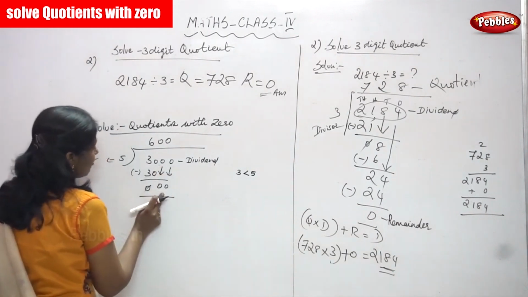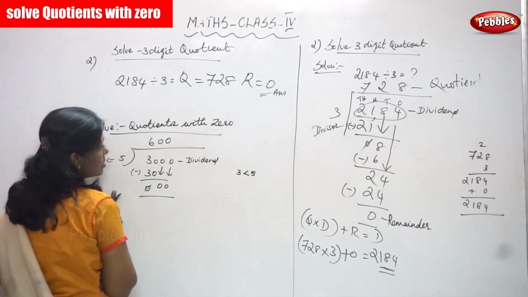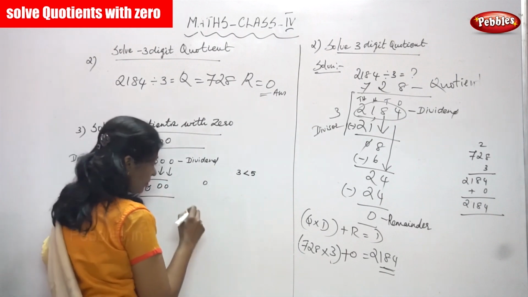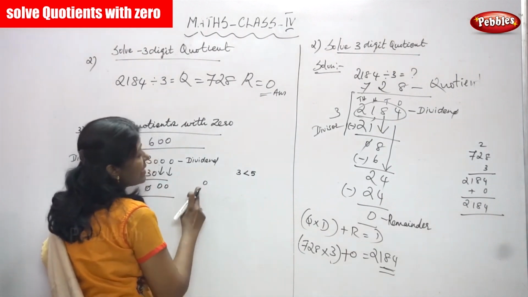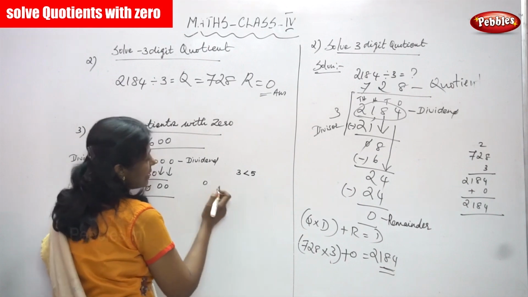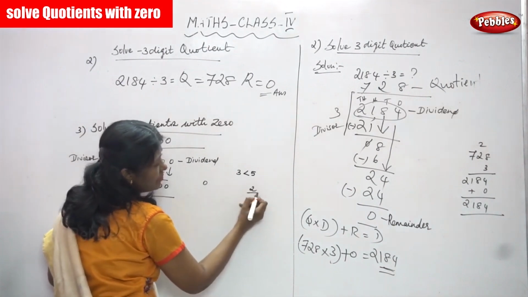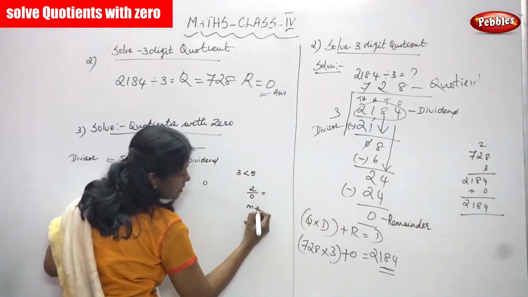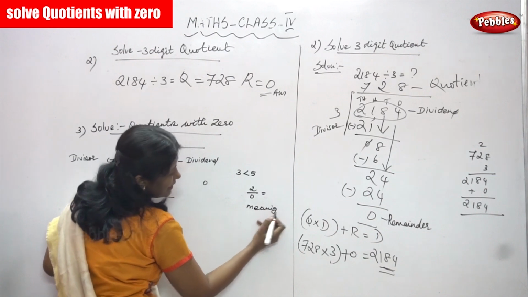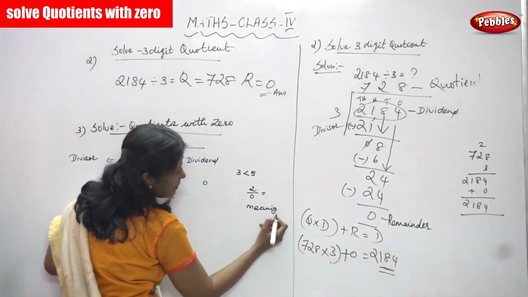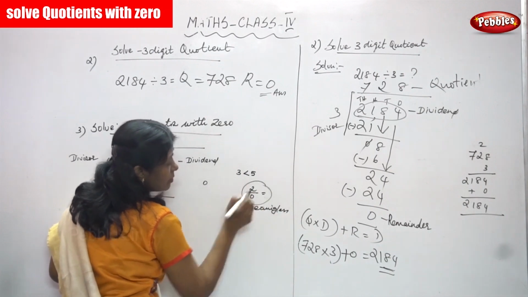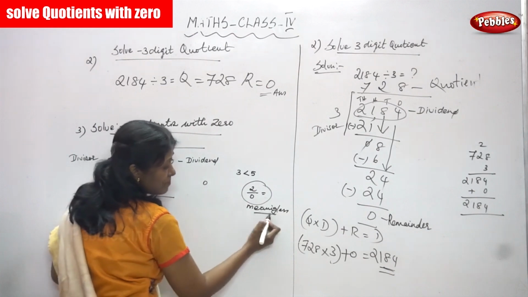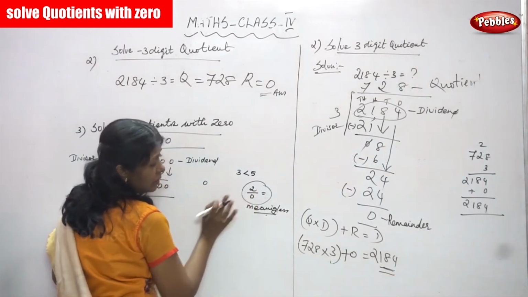So compare 0 and 5. Definitely you will not divide. I've already told you, any number divided by 0, for example 2 divided by 0, is meaningless. You cannot divide by 0, and also it is meaningless. There is no meaning for this question.